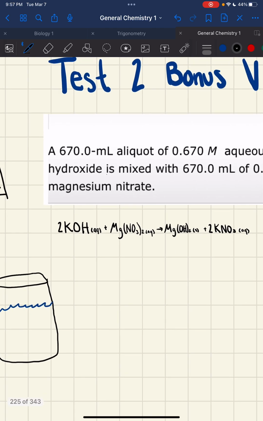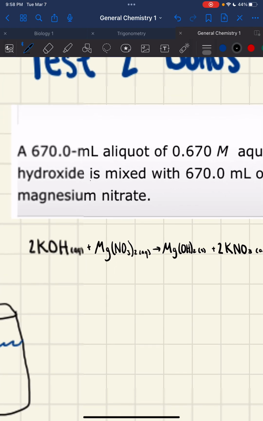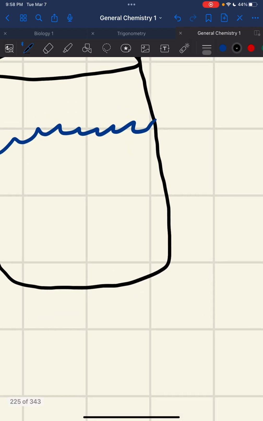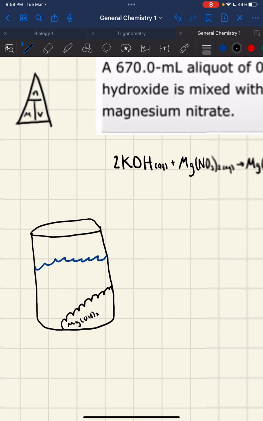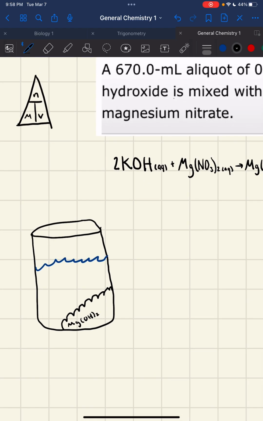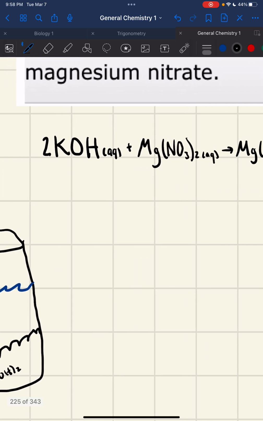And as we can see, our precipitant in this reaction is going to be the one solid we have, our magnesium hydroxide. So I'm going to first go on and label that in my beaker. Magnesium hydroxide. And we know that's our precipitant. All right, we're first going to pay attention to which of these 2 reactants is our limiting reactant.